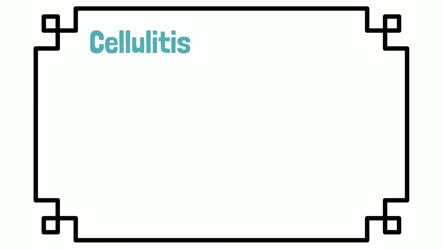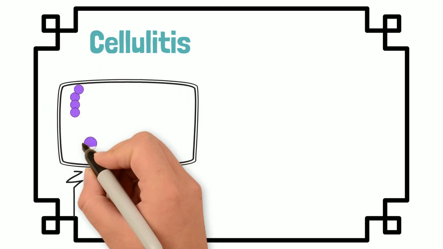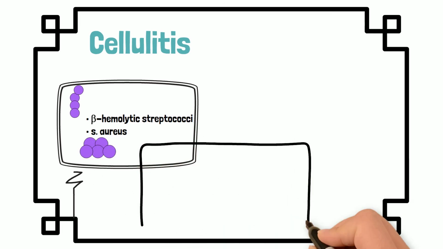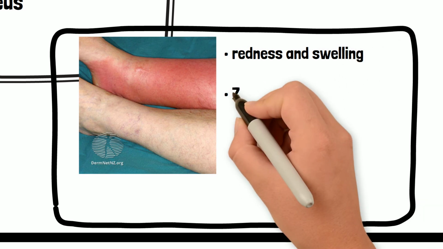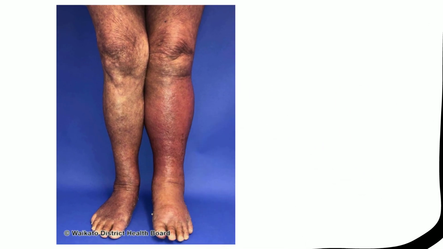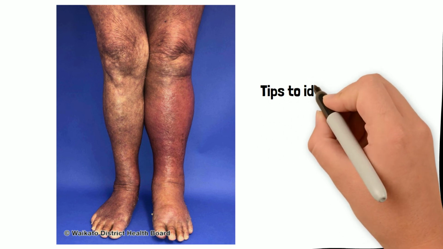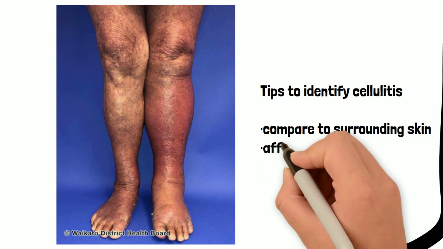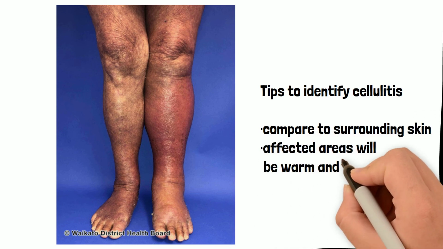Cellulitis is a common skin and soft tissue infection, most commonly caused by beta hemolytic streptococci and Staph aureus. It often presents as unilateral lower leg redness and swelling, with 70 to 80% of cases involving the lower extremity. It's important to be aware that in darker skin, cellulitis can present as violaceous rather than erythematous and can be hard to appreciate. It may be helpful to compare the lesion with the surrounding skin. As well, the skin can feel warm and tender.